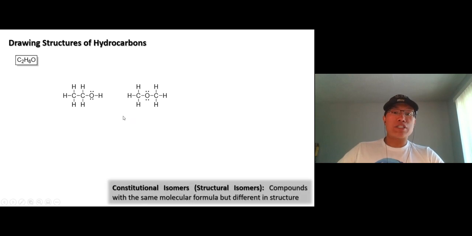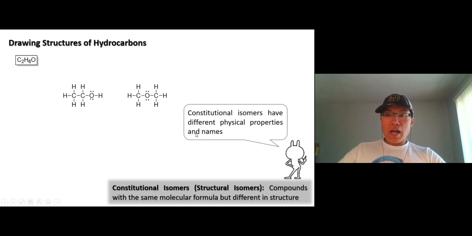That's why I'm going to talk about constitutional isomers or structural isomers. Now, it depends on the textbook, but these are compounds with the same molecular formula. So they both have C2H6O, right? But different structure. So oxygen, instead of at the end of the chain, is in between the carbons, the middle of the chain. Okay, that's a constitutional isomer.